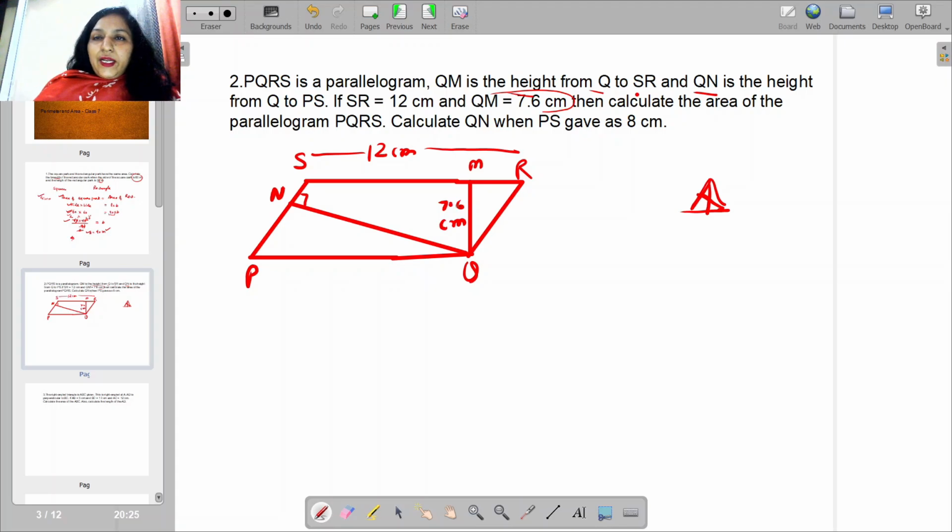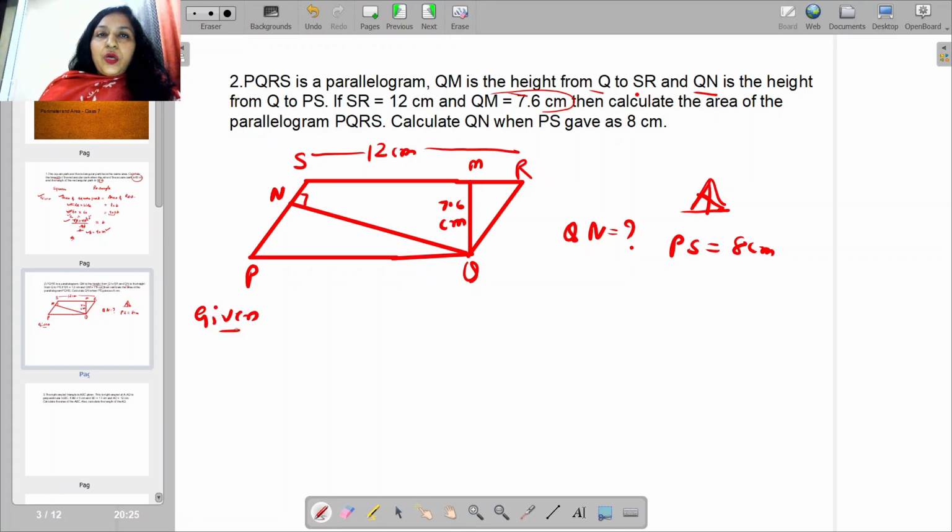QM we have already written. We need to calculate the area of this parallelogram. इस parallelogram का area निकालना है, and then finally we have to find what is the QN if it is given to you that PS is equal to 8 centimeter. Okay, so what is the given information?